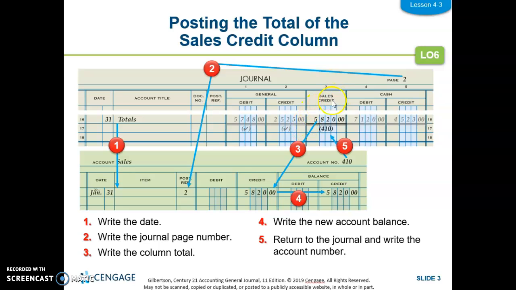And then this was a sales credit, that's what the column heading says, so we will record that as our credit and then carry that over as our balance. And the last thing that we need to do is take our account number for sales, which is 410. And there's no post reference column for our totals to go in, so instead we will put it in parentheses underneath the sales credit total.